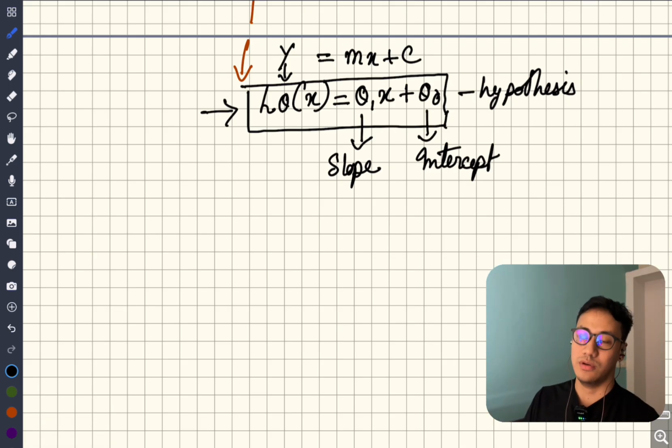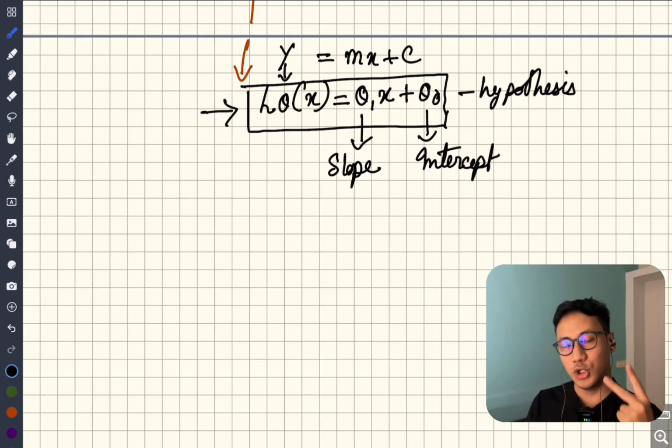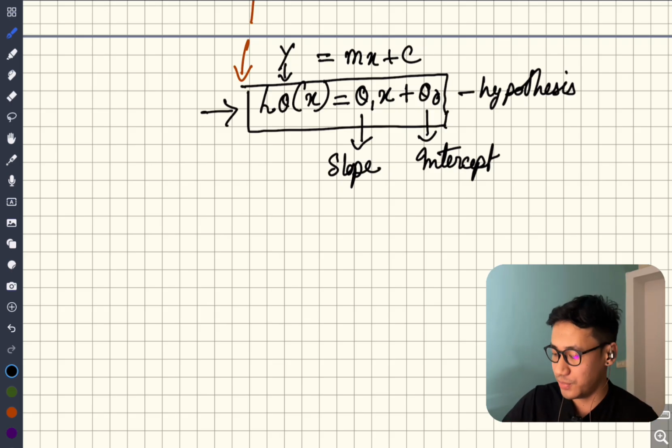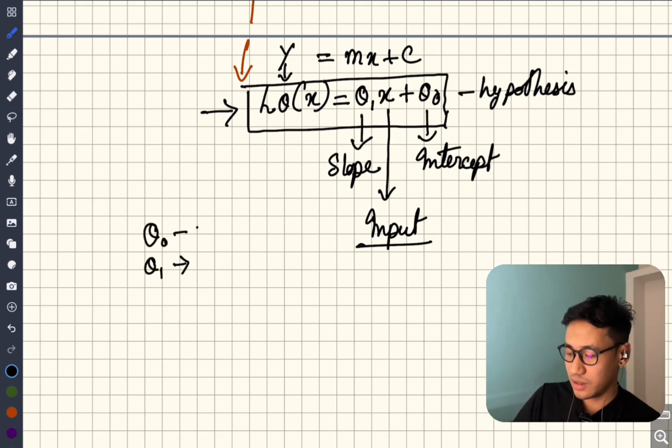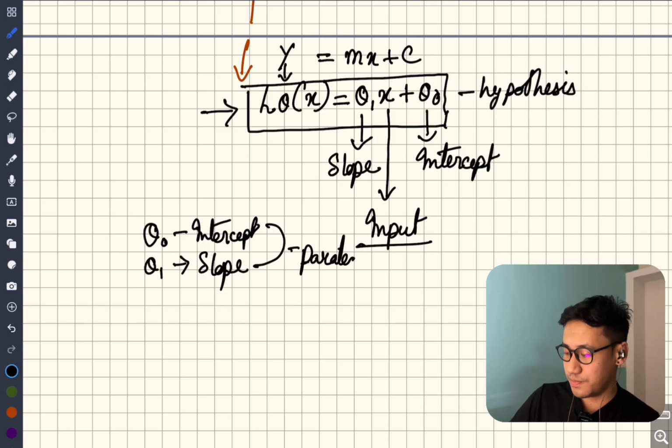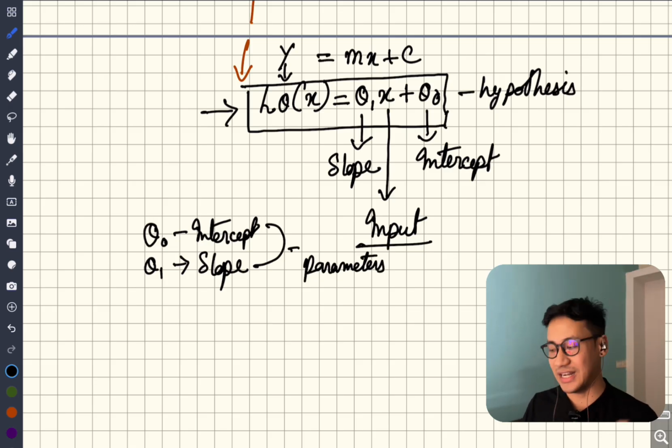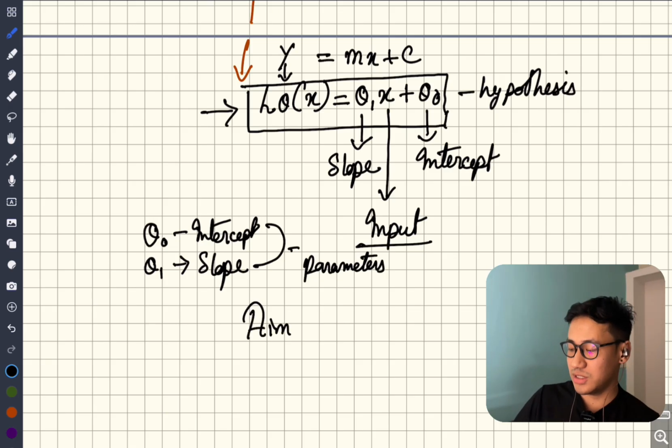Now you might be curious how we can find or adjust this formula. If you look at this formula, there are two parameters that we can tweak. x is nothing but an input. So the two parameters we can change are theta naught and theta 1. Theta naught is intercept and theta 1 is slope. We will tweak these two parameters in such a way that we get the best fit line. So what is our aim? Throughout the algorithm, our aim is to create a best fit line.